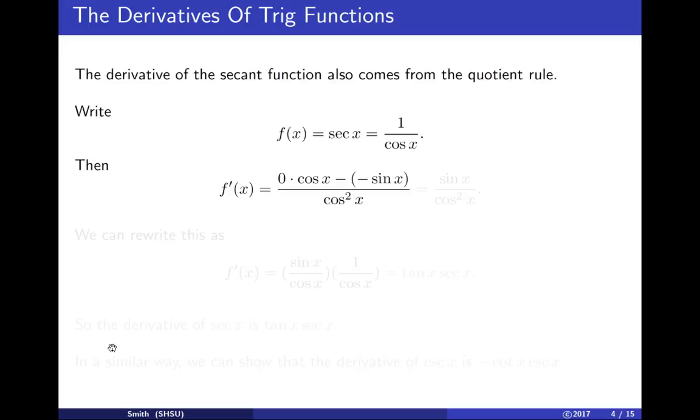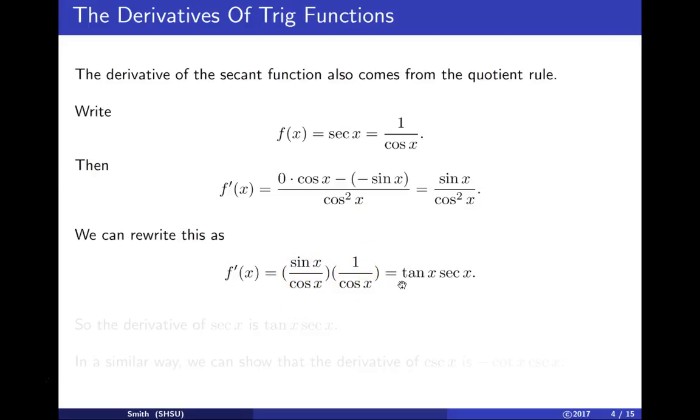The derivative of 1 is 0, so we have 0 times cosine x minus, we'll write down 1 times the derivative of cosine. The derivative of cosine is minus sine, and so we have 0 times cosine plus sine, or just sine in the numerator. So we have sine over cosine squared. We can rewrite this, breaking up the two cosines in the bottom so that we have sine over cosine times 1 over cosine. This is going to be the standard answer, tangent x secant x. That's the derivative of secant.